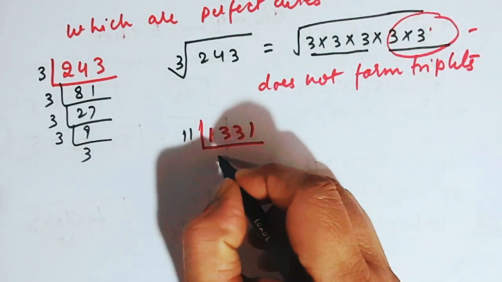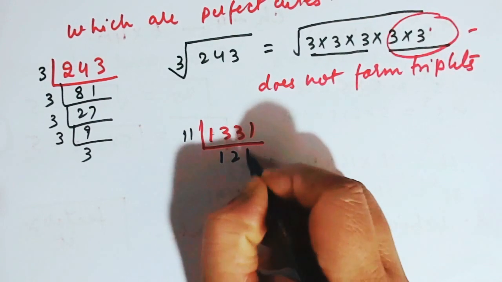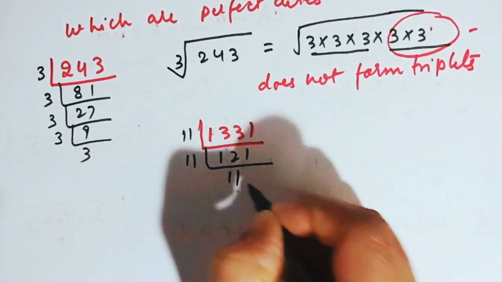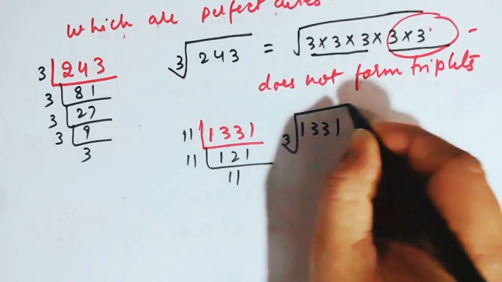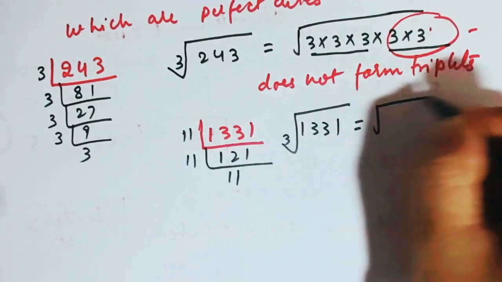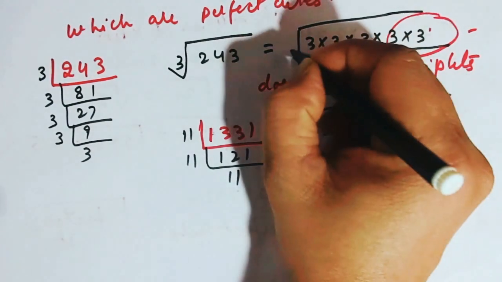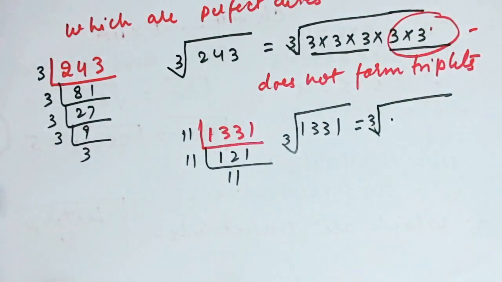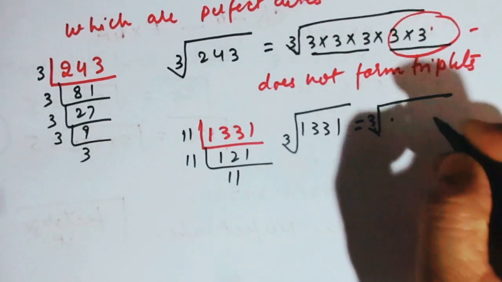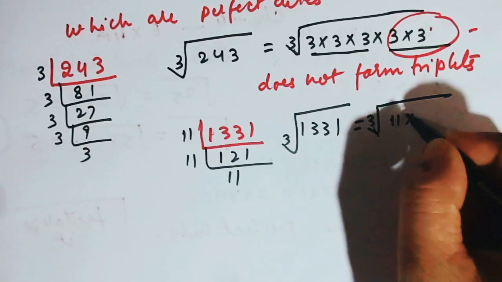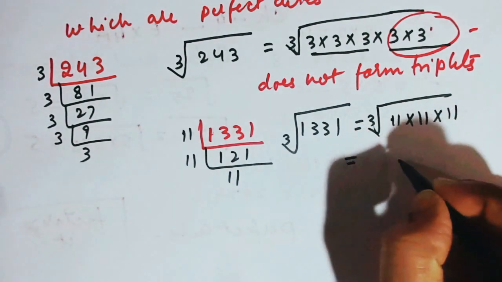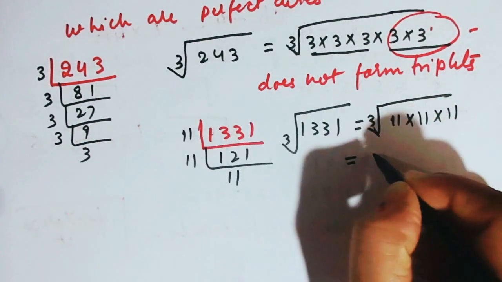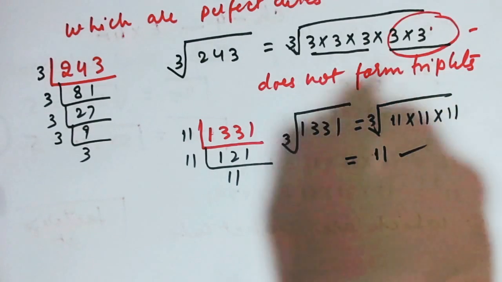11 times 11 is 121, and 11 11s are 1331. So the cube root of 1331 will be equal to the cube root of... See, I am not mentioning the cube root sign, so please do not make similar kinds of mistakes. So 11 times 11 times 11, and here it forms a triplet, therefore the cube root of 1331 will be equal to 11 as your solution.